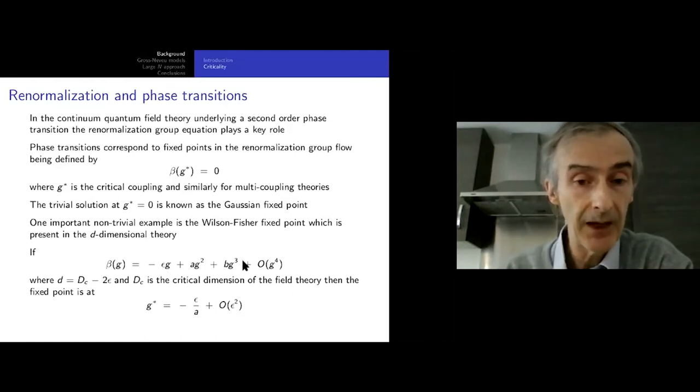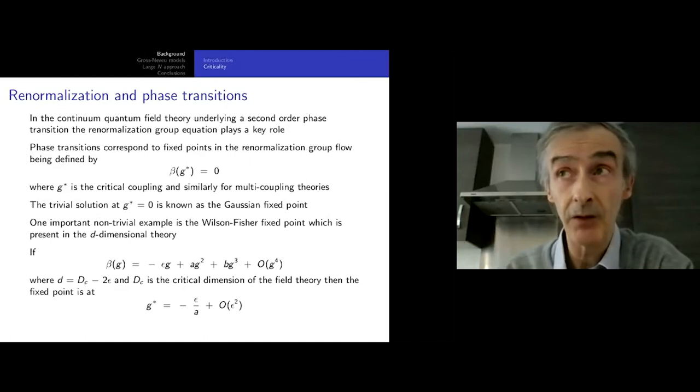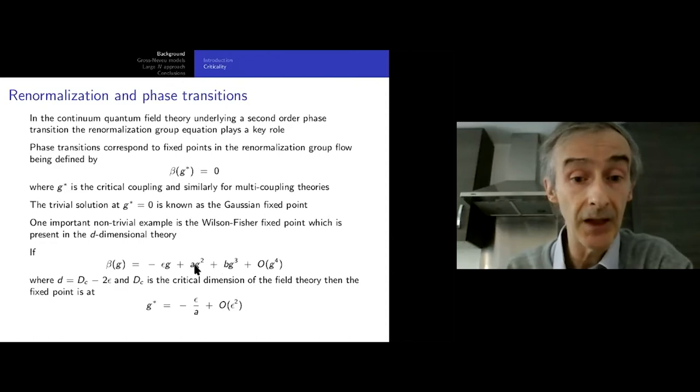Now, I've typically written A and B here as epsilon independent, and that means I'm in an MS bar scheme. If you're in a scheme which was not MS bar, in other words, with a finite renormalization, these coefficients would depend on d or the epsilon, and that would be a different scheme. But what I'm saying today is independent of the scheme, so it doesn't quite matter what scheme I'm in. The fixed points are defined by the zeros of the beta function. If I take the first two terms here, obviously I can get the zero from g equals naught, but I also get a non-trivial zero, which is order epsilon from the origin.